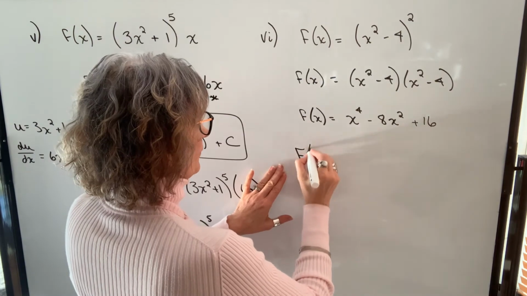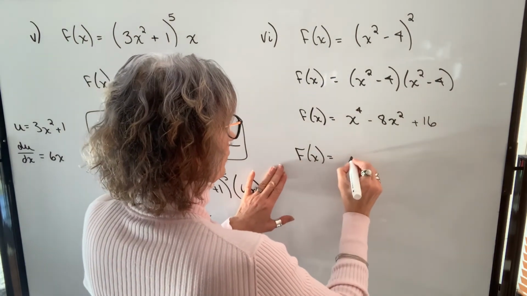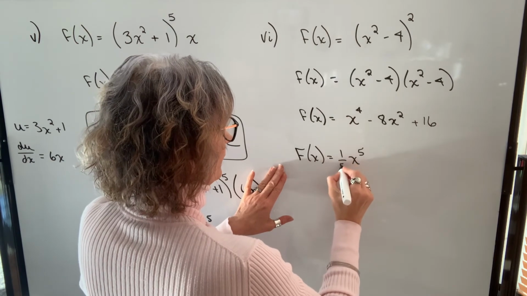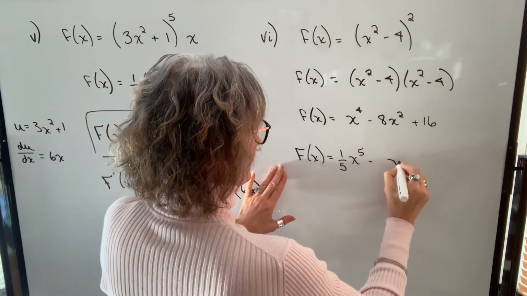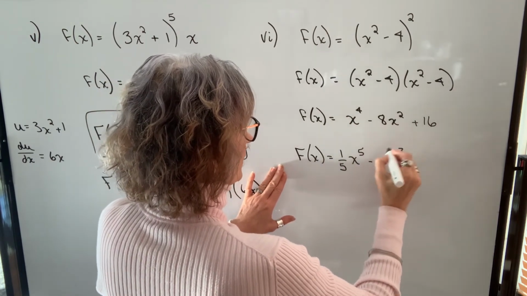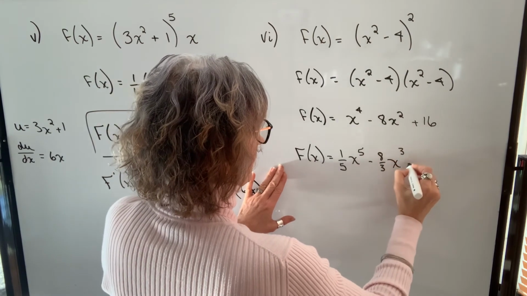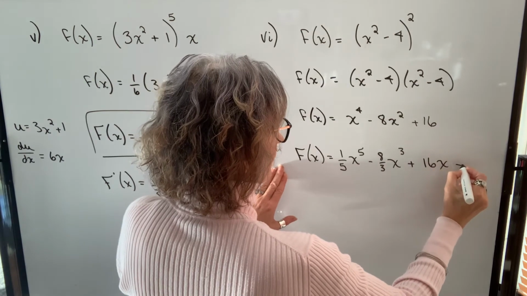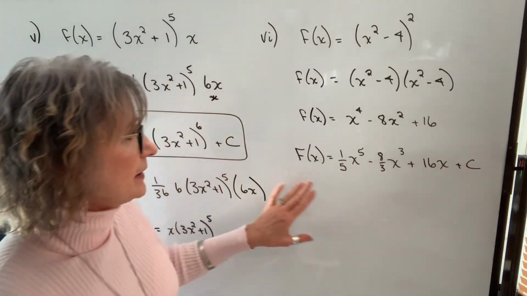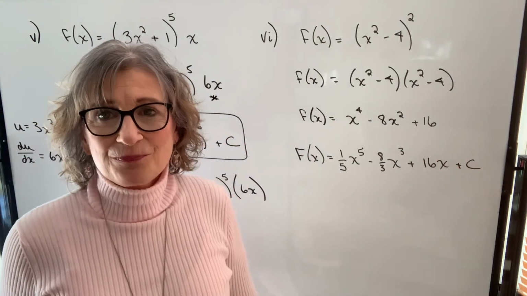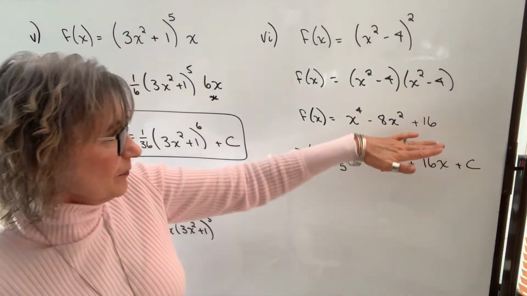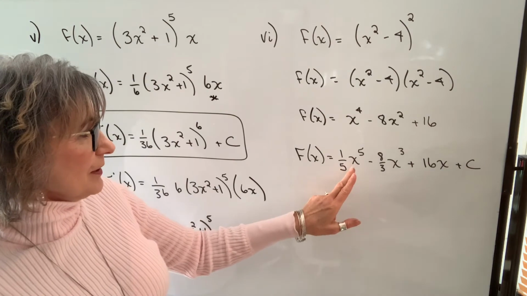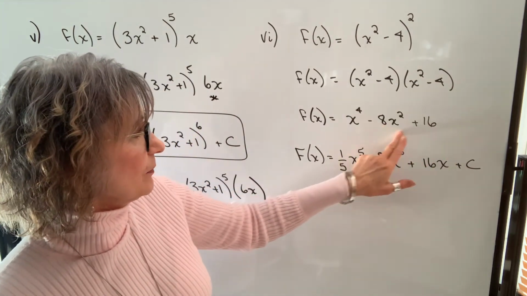So capital F of x will be equal to x to the 5th divided by 5, so 1/5 x to the 5th, minus x to the power of 3. 8 divided by 3 is my coefficient, plus the antiderivative of 16, which would be 16x, and again, I can indicate that there could be a constant added, and it would still give me this same derivative. So we can check, is the derivative of this equal to this?